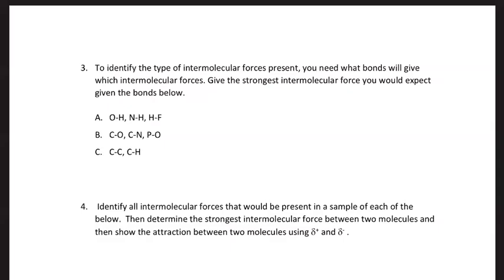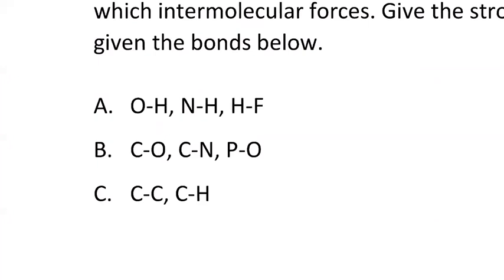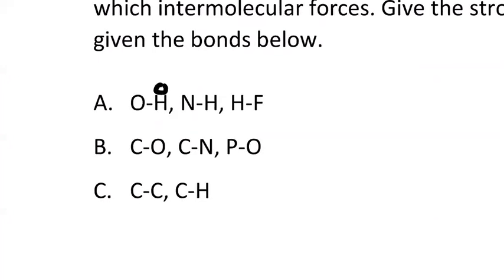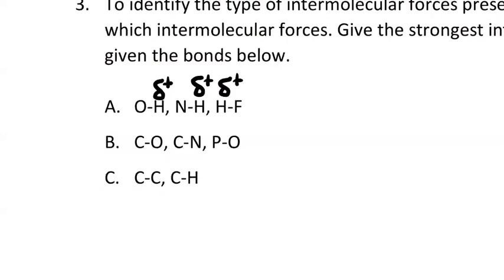This question says, to identify the type of intermolecular forces present, you need to know what bonds will give which intermolecular force. Give the strongest intermolecular force you'd expect given these bonds. So hopefully, if you see an OH, NH, and an HF, you'd recognize these hydrogens because they're attached to something very electronegative, or partial plus, and that makes them capable of forming hydrogen bonds.